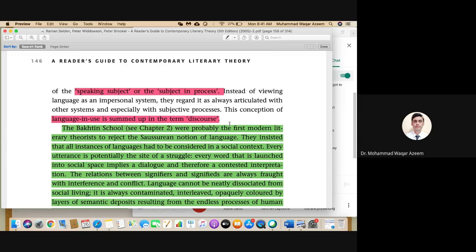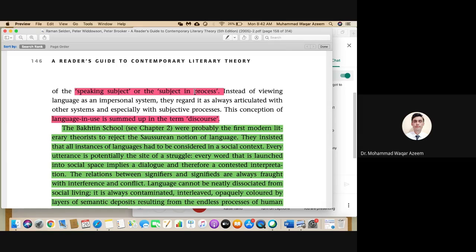Now, post-structuralists attacked this notion, and they asserted the value of a speaking subject or the subject in process. So, of course, who is the speaking subject? The speaking subject is the author. It could be just any person. It could be me speaking right now. Okay, and they argued that the subject, the speaking subject, does not operate in a vacuum. Rather, the speaking subject exists in a society, and therefore the speaking subject interacts with so many other systems as well, which surround the speaking subject.